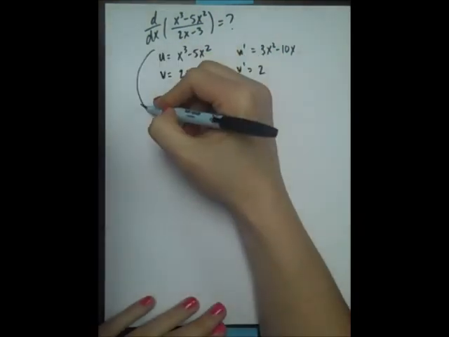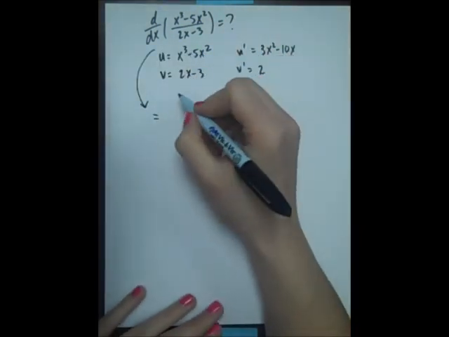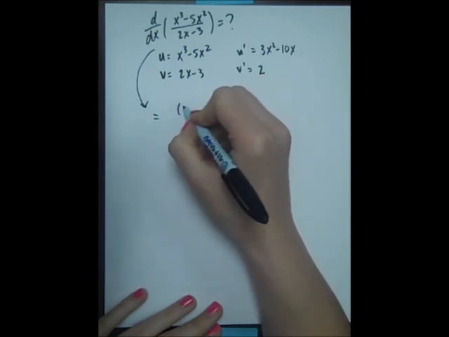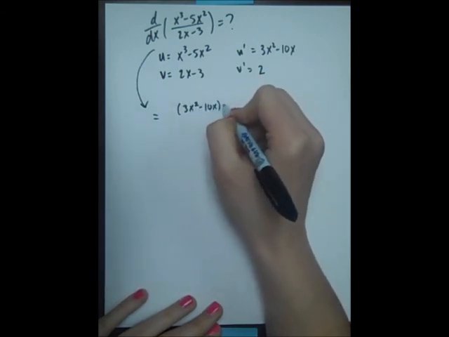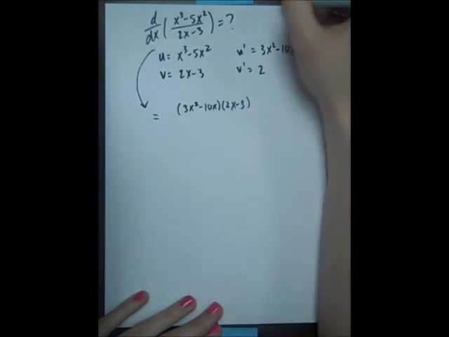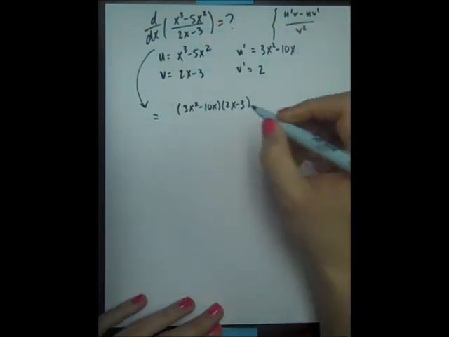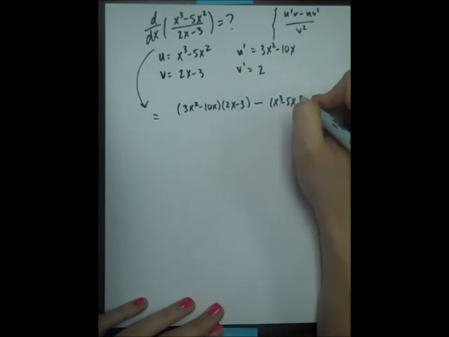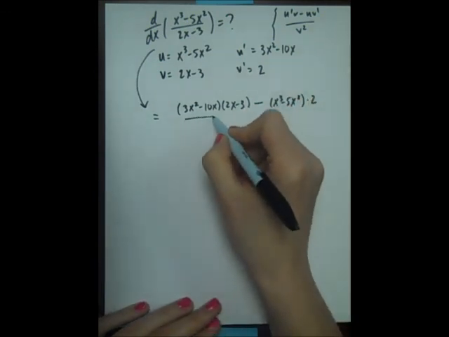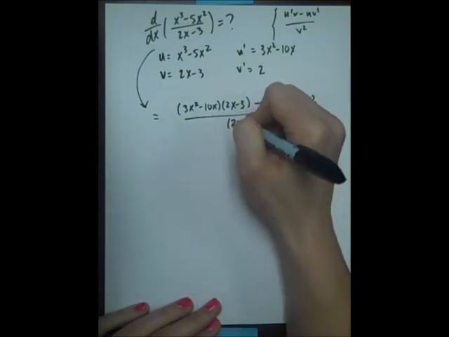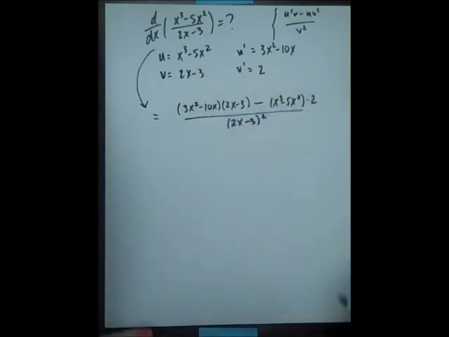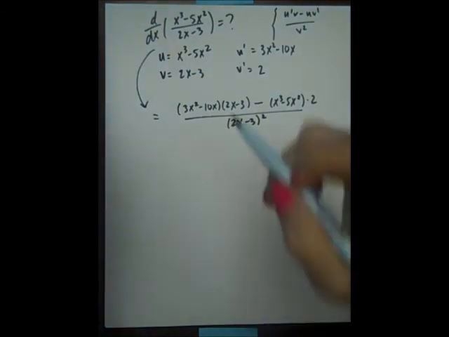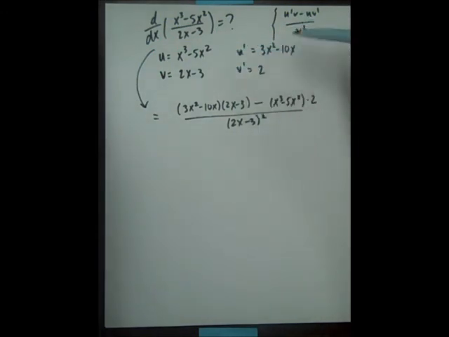Now I plug this in. So the derivative of my original function is going to be u prime v minus u v prime over v squared. So there's my derivative. So all I did was break this up as a u and a v, find the two derivatives, plug it into my quotient rule.